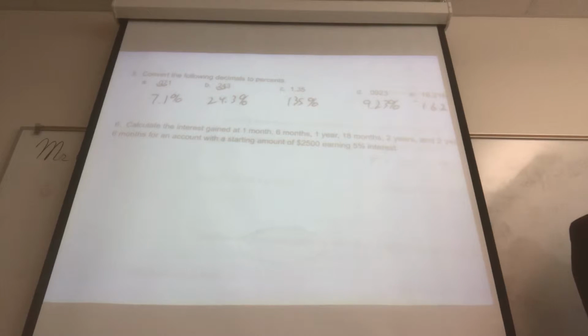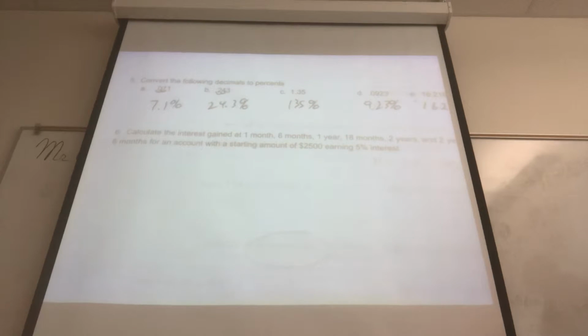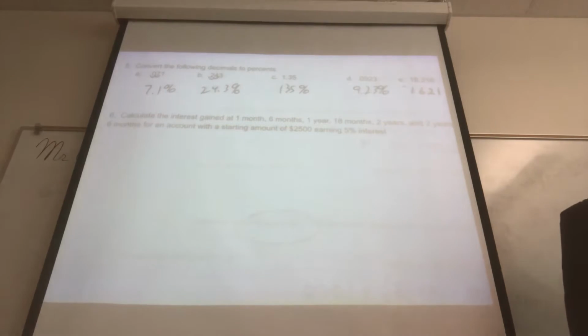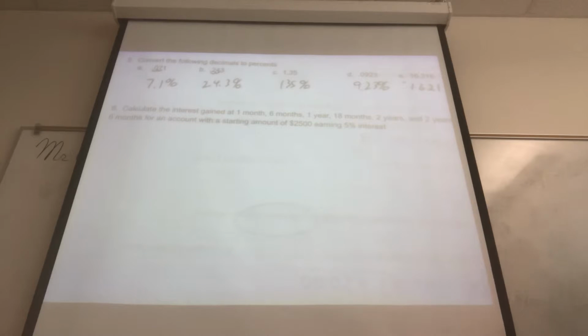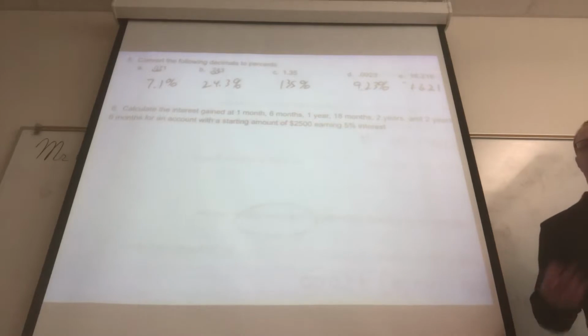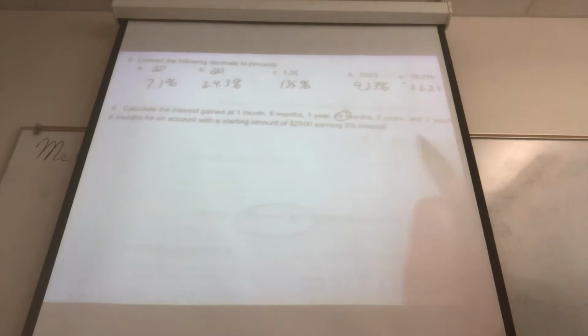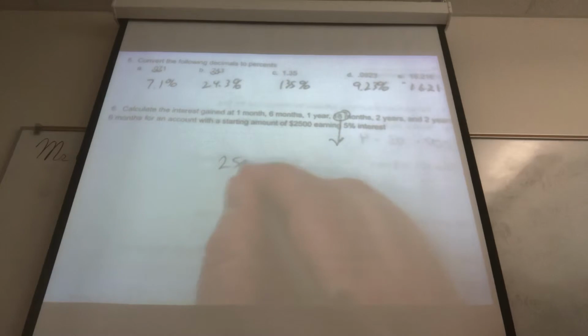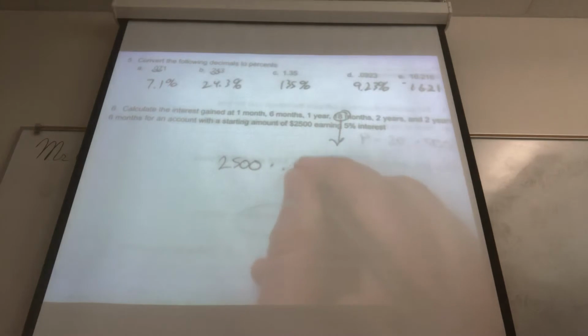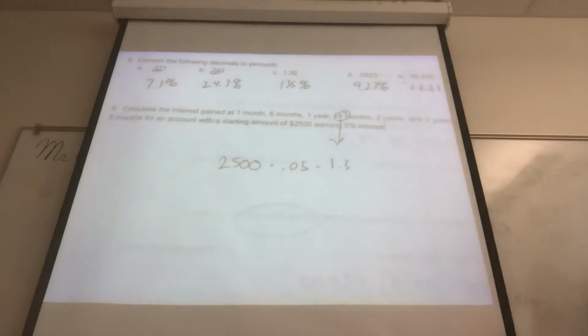Calculate the interest gained at 1 month, 6 months, 1 year, 18 months, 2 years, and 2 years, 6 months for an account starting with an amount of $2,500 earning 5% interest. Again, I don't think there's one like this on the final exam. That's way too much to ask for. So it'd just be like the ones on the front where you're going to calculate it once, but do understand that 18 months is a year and a half. 2 years, 6 months is 2.5 years. So especially if you're doing the 18 months, that would be my 2,500, my starting amount, times 0.05 for my interest, times 1.5 for my number of years.